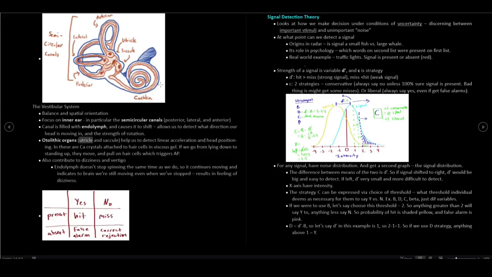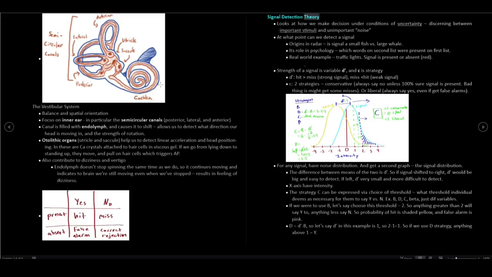Otolithic organs, utricle and saccule, help us to detect linear acceleration and head positioning. In these are Ca crystals attached to hair cells in viscous gel. If we go from lying down to standing up, they move and pull on hair cells, which triggers action potentials. They also contribute to dizziness and vertigo. Endolymph doesn't stop spinning at the same time as we do, so it continues moving and indicates to the brain we're still moving even when we've stopped, resulting in a feeling of dizziness.